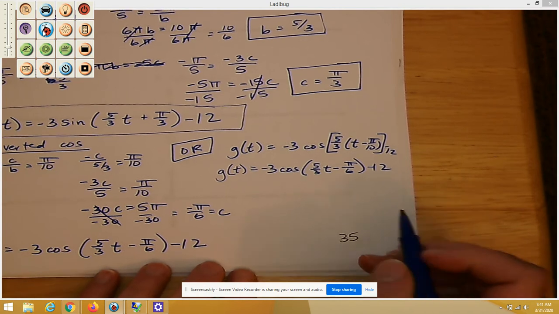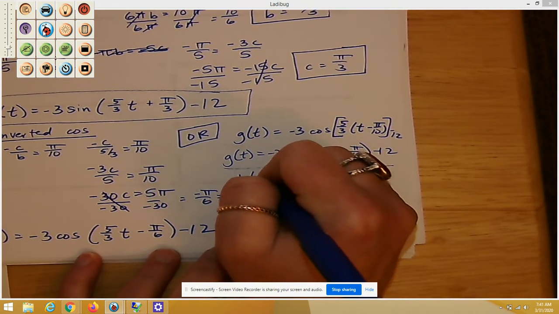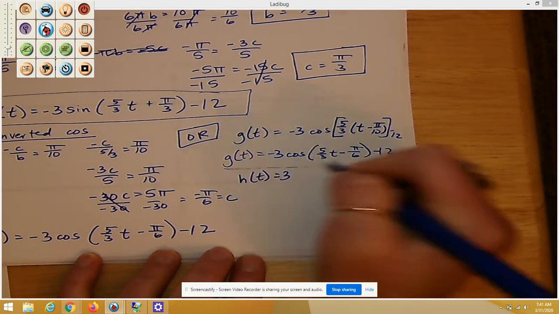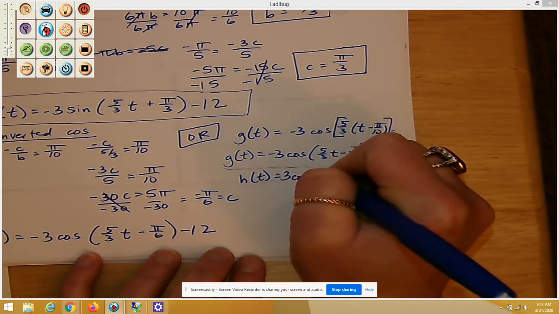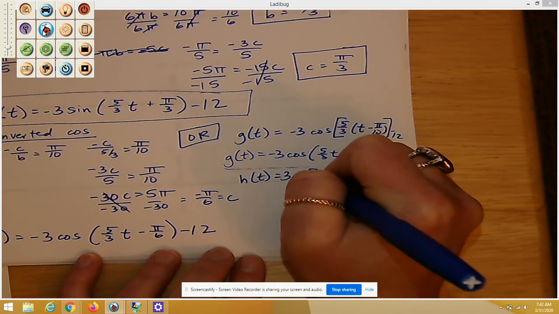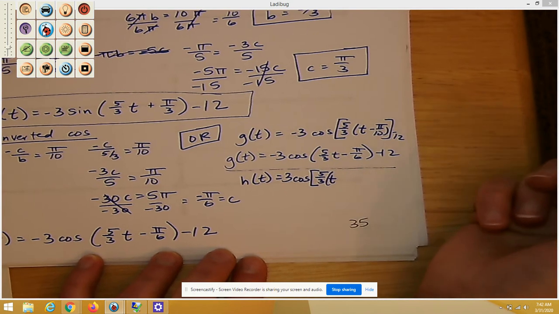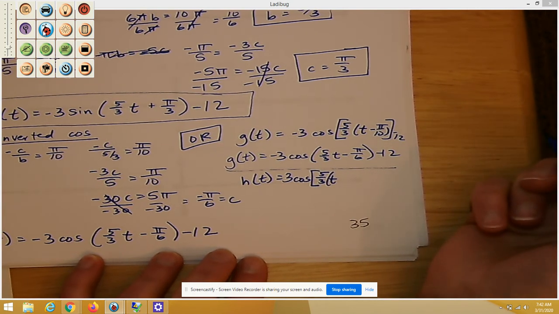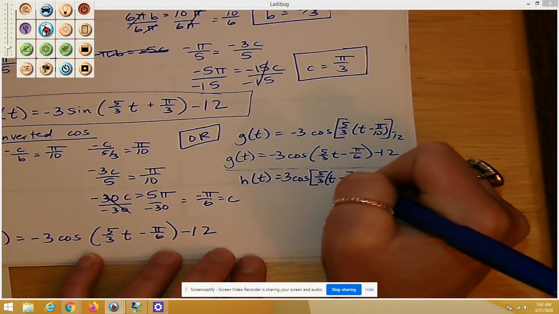So let me show you another equation here. So I'm going to call this h of t equals, now the 3 is going to be positive because it's not inverted. I have my cosine. I'm going to try to write really small here, and I have 5/3 t, 5/3, and then my parentheses t, but I wanted to start at a positive 7 pi over 10, so this is going to be negative 7 pi over 10.